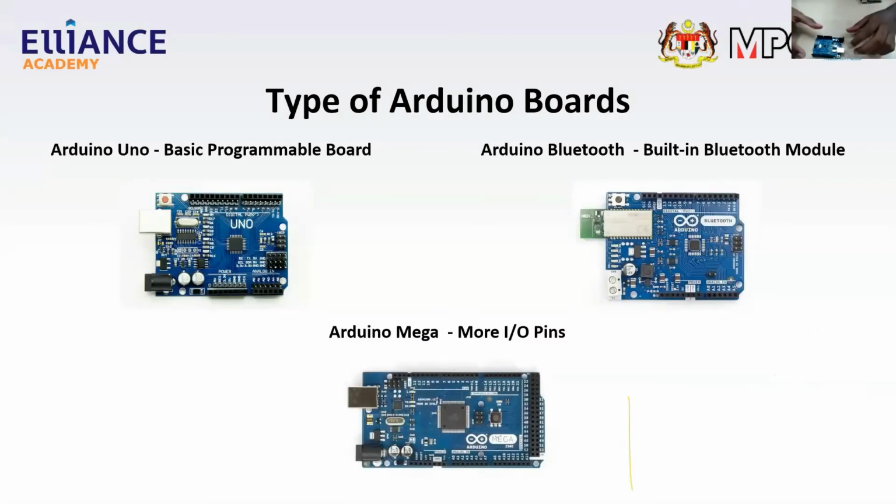Okay, so there are many types of Arduino boards, but here I'm going to focus on 6 well-known Arduino boards. First, we have the Arduino Uno. What you are looking at here is an Arduino Uno. This is the commonly used Arduino board, and this is the board that everyone has in their starter kit. This is the basic programmable board, the first one in the Arduino family.